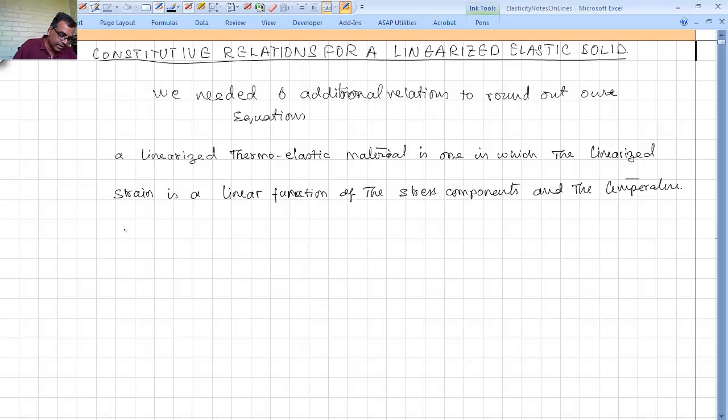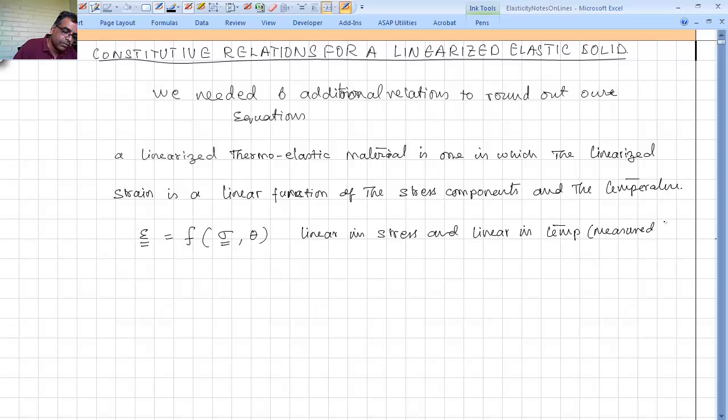What I mean by that is the strain epsilon should be f of stress comma theta, and it has to be linear in stress and linear in temperature, measured from some reference temperature.